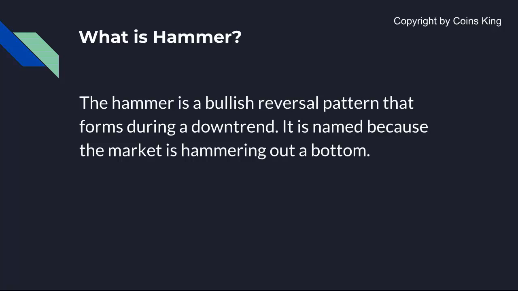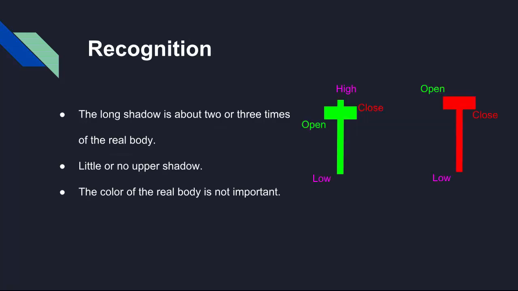Okay, so now the most important point: how to recognize the hammer candlestick pattern on a chart. There are 3 important points that every newcomer needs to keep in mind, and by using them you can easily recognize a hammer. First, the long shadow is about 2 to 3 times the real body. The body of a candlestick is also called the real body, and its lower wick must be 2 to 3 times the size of its real body. Then the candle is said to be a hammer candlestick.